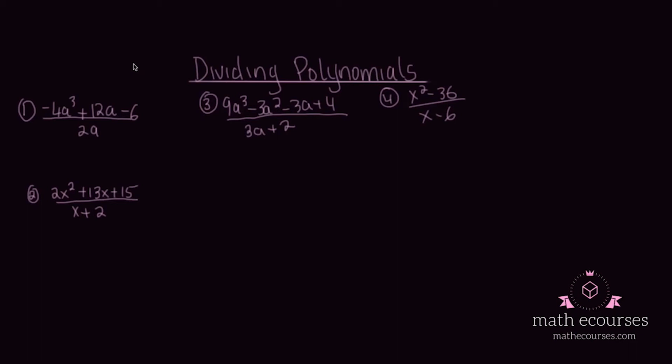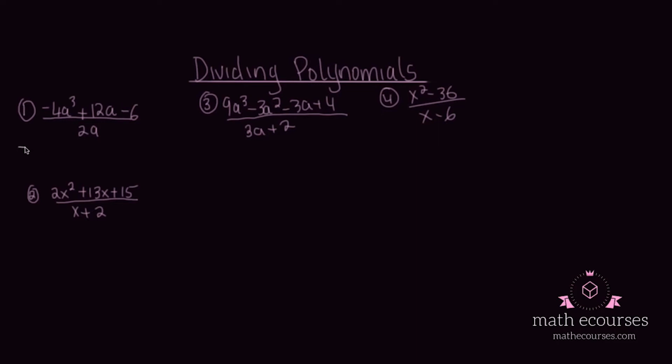In this lesson, you will learn how to divide polynomials. When you're dividing polynomials, it depends on whether you're dividing by a monomial, which is one term, or a binomial, which is two terms or more. So if you have a monomial, you can just split this up and then use the quotient rule.